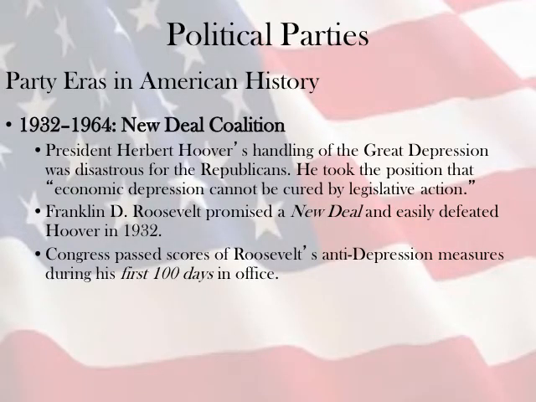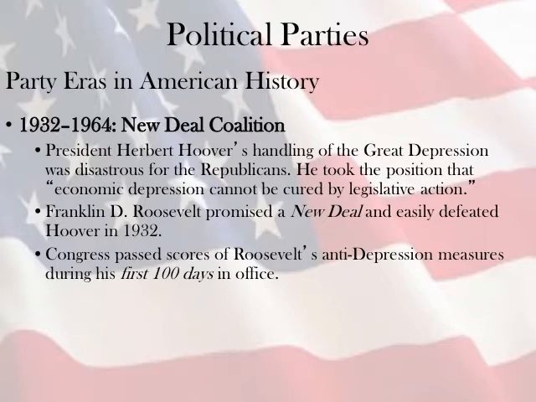Now, moving on to 1932 through 1964. This is where you have the New Deal coalition, whereas President Herbert Hoover's handling of the Great Depression was disastrous for Republicans. He took the position that economic depression cannot be cured by legislative action, or, as you would learn in economics, he followed classical economic theorists. Now, Franklin D. Roosevelt promised a New Deal and easily defeated Hoover in 1932 with his Keynesian economic theory.